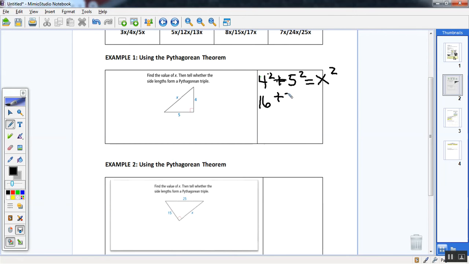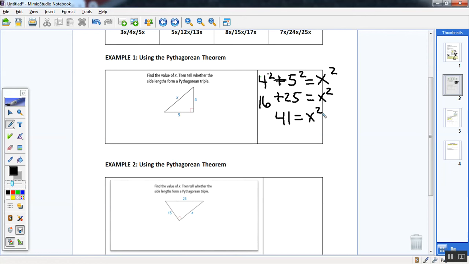All right, how about my sum of 16 and 25? 41. Square root of 41, kids.